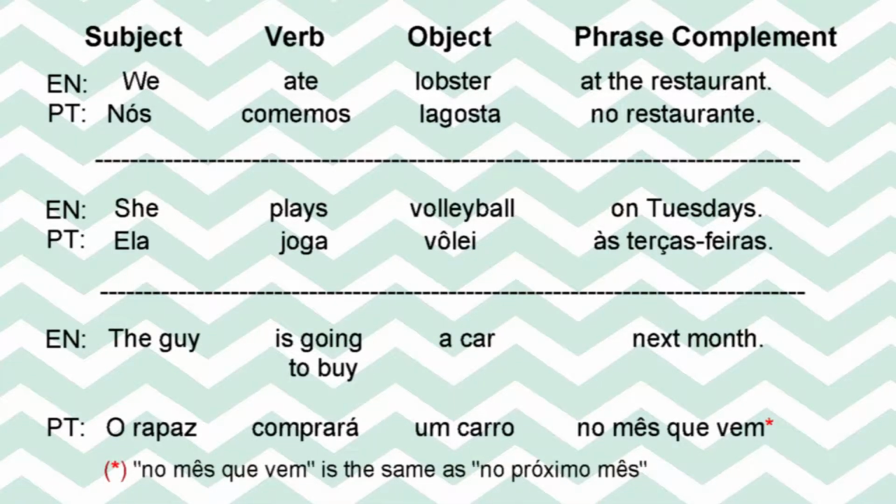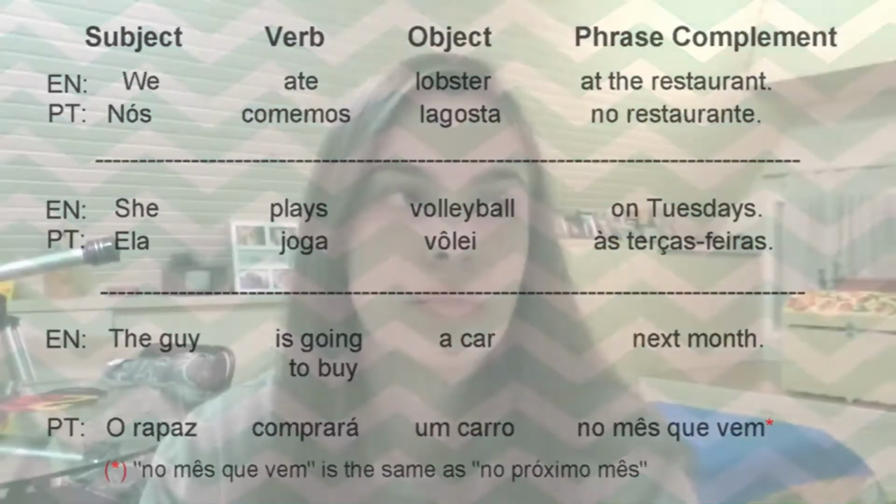In English, you would say, she plays volleyball on Tuesdays. In Portuguese, you would say, ela joga vôlei às terças-feiras. In English, you would say, the guy is going to buy a car next month. In Portuguese, you say, o rapaz comprará carro no mês que vem. Only with this type of sentence you could easily tell a story.